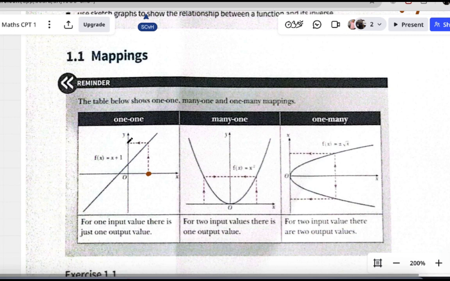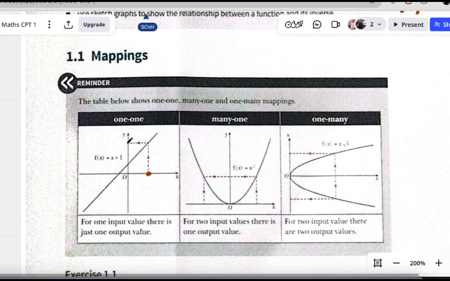Then for a quadratic graph, we have a many-to-one function. We call it a many-to-one function. So see, you have two values touching this graph here. At this point, if you trace it down to the x-axis, that's one value of x. You can call it x1. And if you trace this other point on the graph to the x-axis here, you can call it x2.